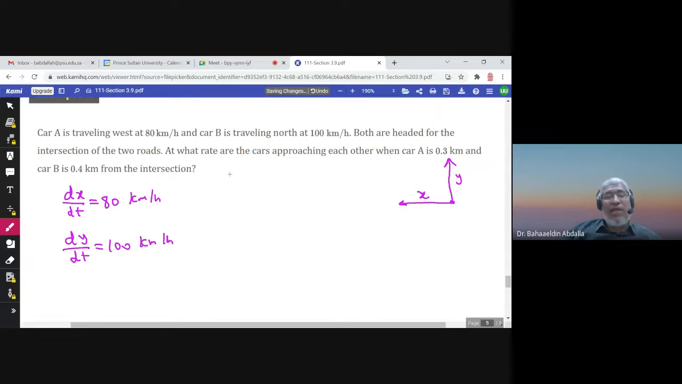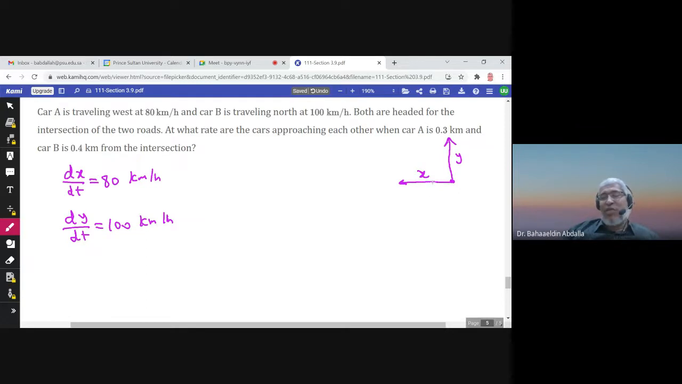Both are headed for the intersection of the two roads. There is no intersection here, so this is not correct. This graph is not correct because both cars are headed for the intersection. So the intersection is here, x is going like this, so y actually, or car B, is coming here. So this is y, not this one.